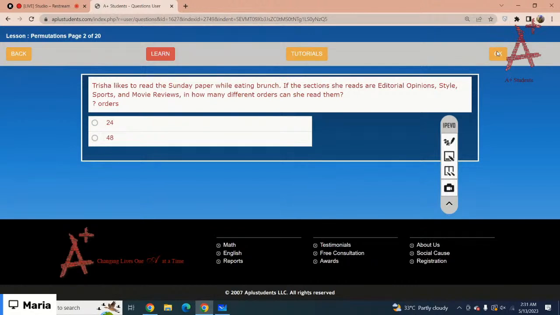You have one, two, three, and four options. You have to calculate 4 factorial. So 4 factorial equals, it would be 24. Got it? 4 factorial equals 24. So the correct option is 24. Very good.